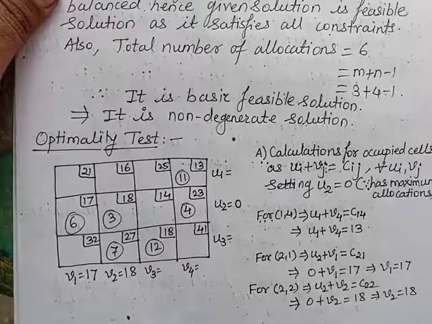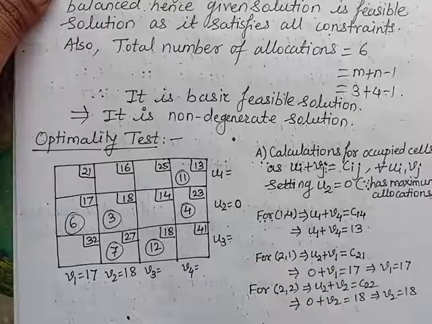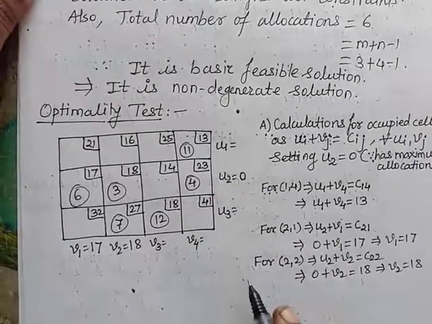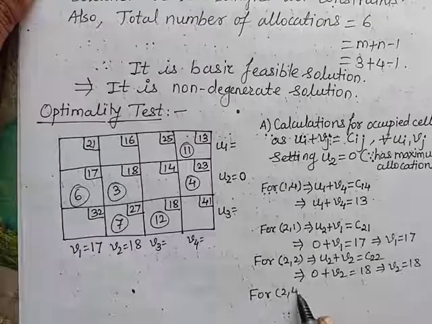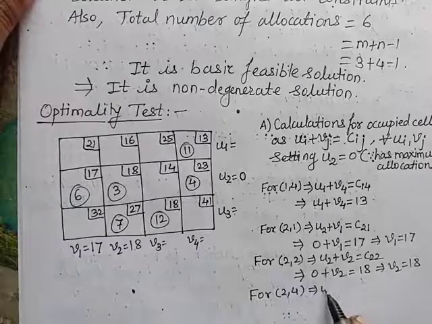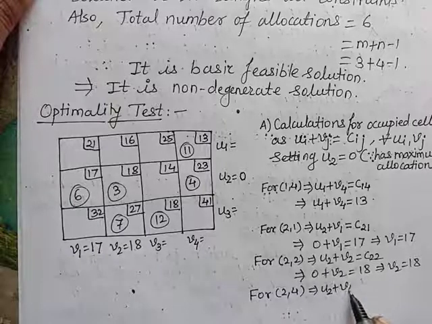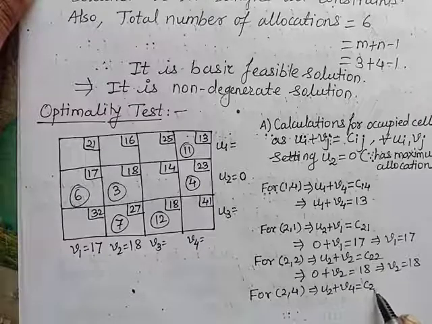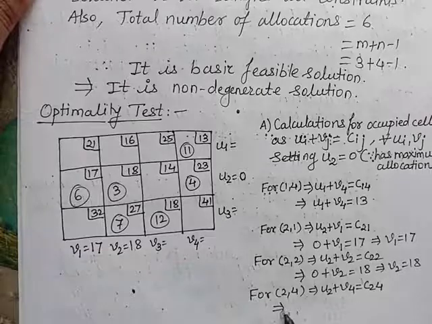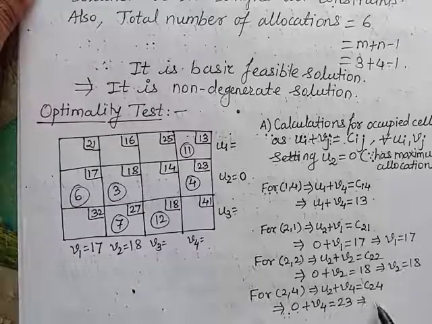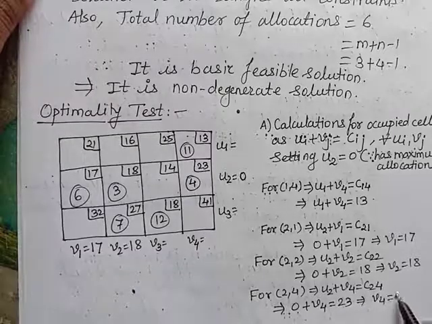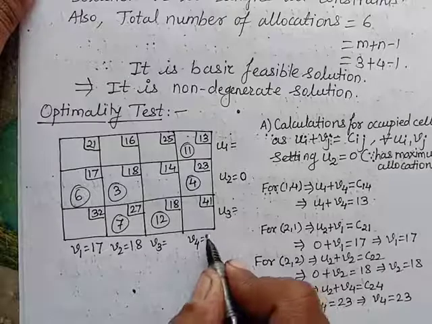Again, you can determine V4. For cell 2,4, what does it say? U2 plus V4 is equal to C24. So, 0 plus V4 is equal to 23. This implies V4 is equal to 23.